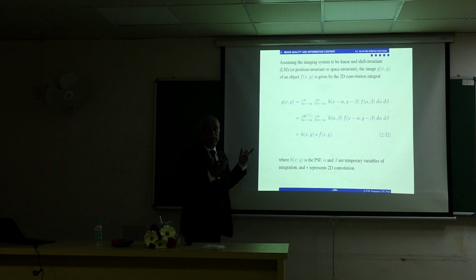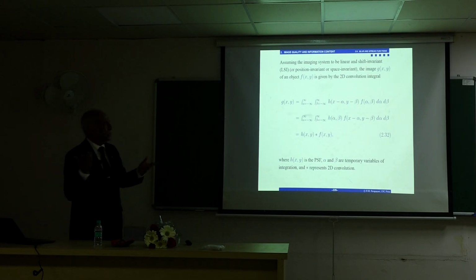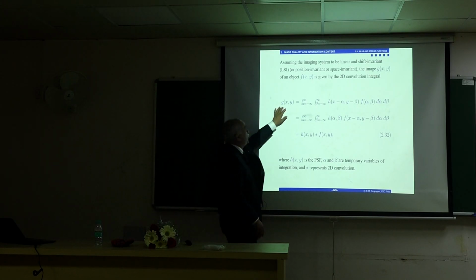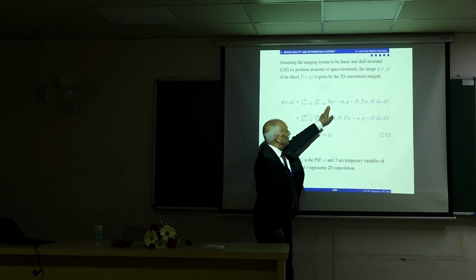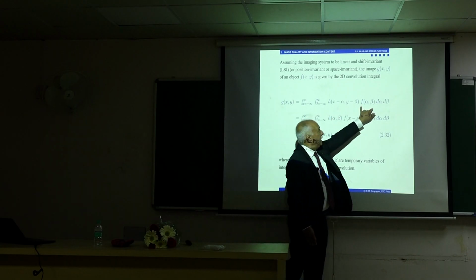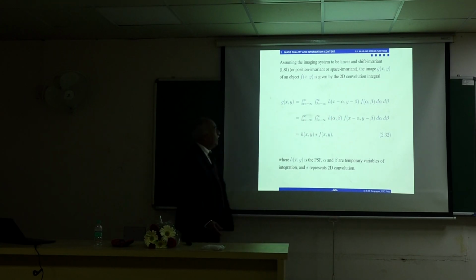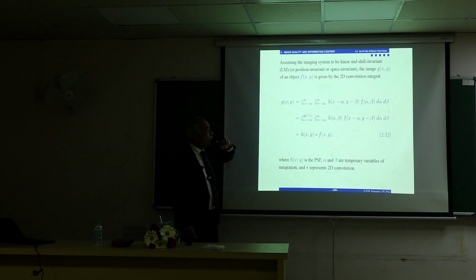So if you have a linear shift invariant system, in imaging we call it shift invariant instead of time invariant. There is no time here. So g(x,y), the output, is a convolution in 2 dimensions of the impulse response, always written as h, with the input image f: f(alpha, beta) times h(x minus alpha, y minus beta), integrated over all alpha and beta. And that gives you one value at (x,y) of the output.